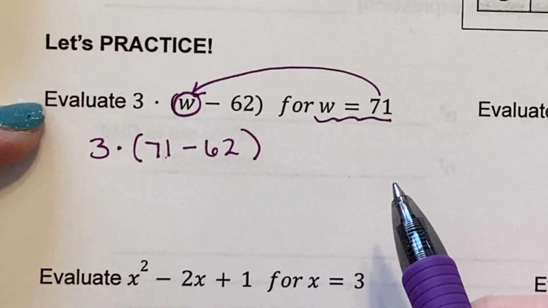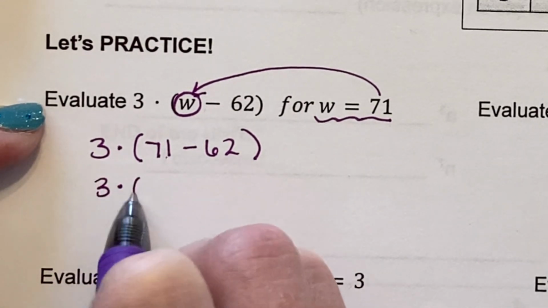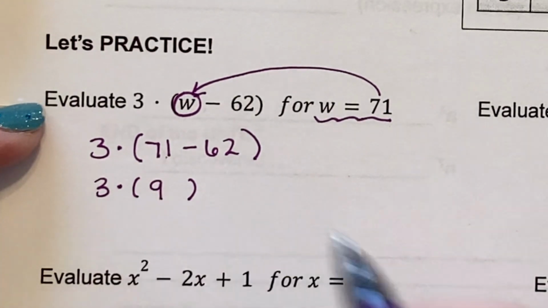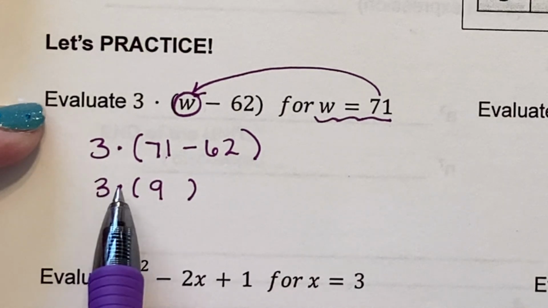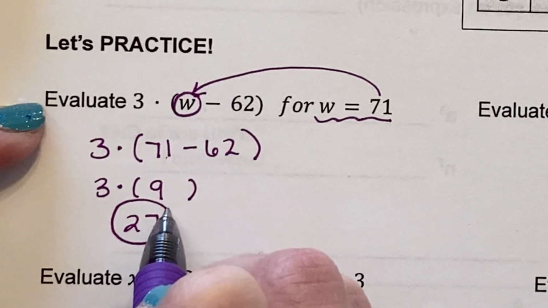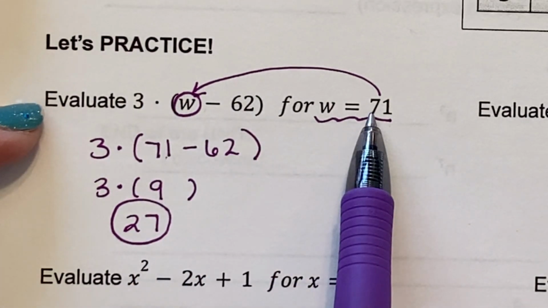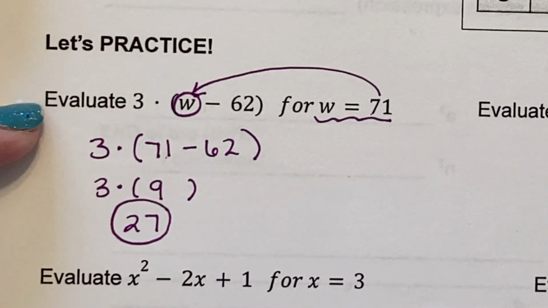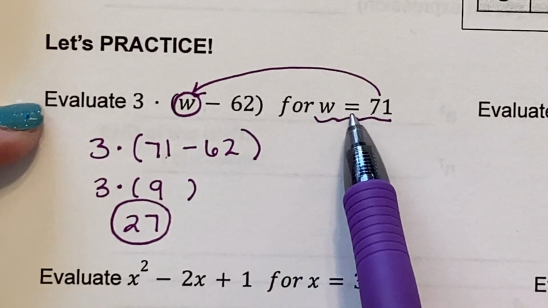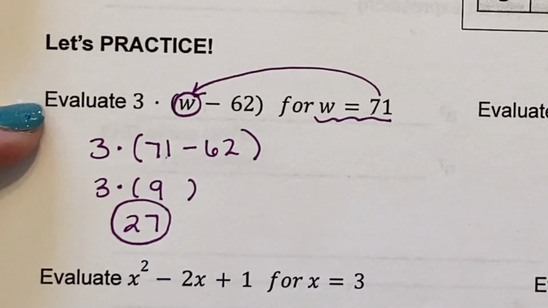Now I'm going to solve using order of operations. 71 minus 62 is 9. Now I can just do 3 times 9, and that is 27, and I'm going to circle my final answer. So evaluating 3 times W minus 62 when W is 71, I get the answer of 27. Now if I were to give you a different value of W, if W were to equal 14, I would have a different value here.